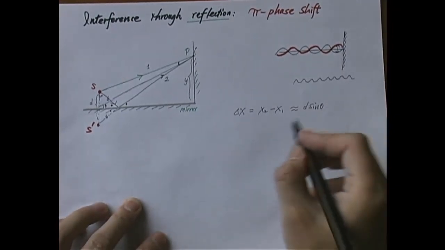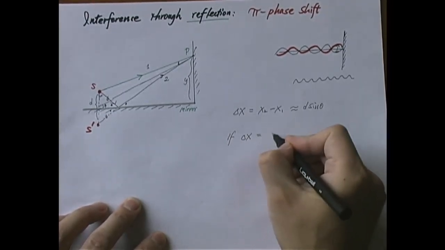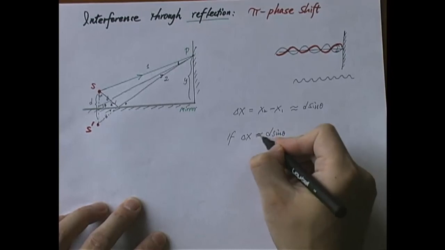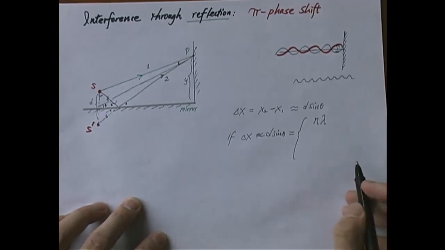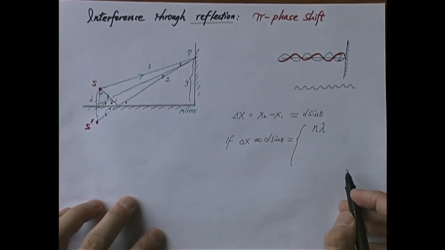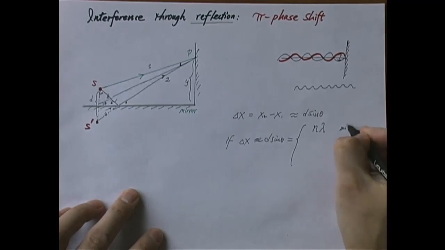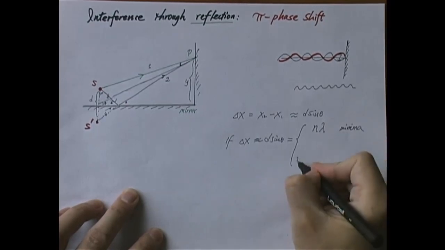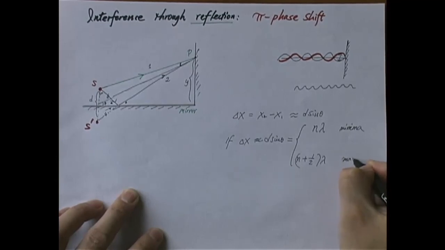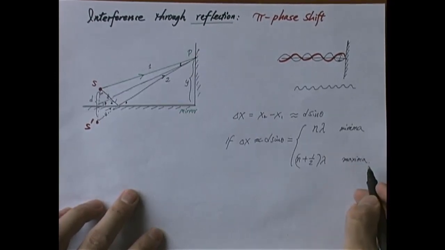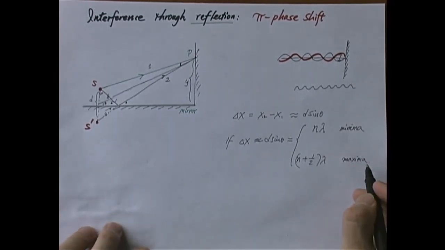But this time, if delta x equals d sine theta equals n lambda, you're no longer going to have a maximum. It becomes a minimum, right? Because of the pi phase shift. It's the location of a minimum. On the other hand, if it's n plus a half lambda, that turns out to be a maximum. So these are the locations of maxima instead of interference minima. That is the only difference. Okay, so here's an example of interference through reflection.